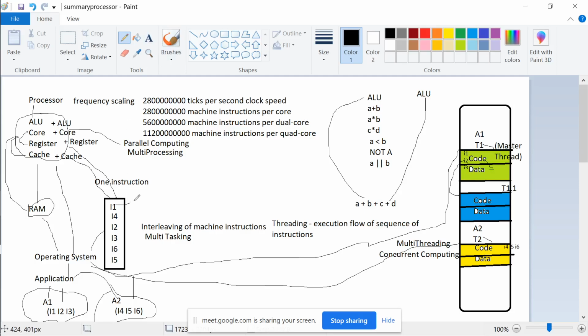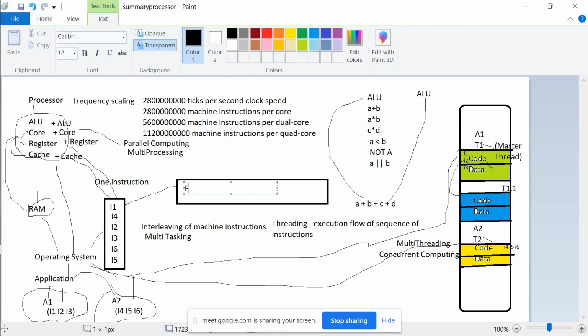So this one instruction, I1, is broken down into 5 instructions. Every instruction will have F1, where F is for fetch of instruction 1. We'll have decode 1, execute 1, store 1, and save 1.